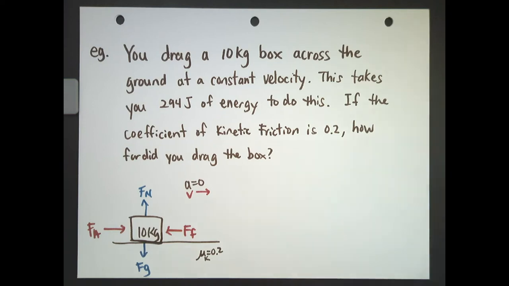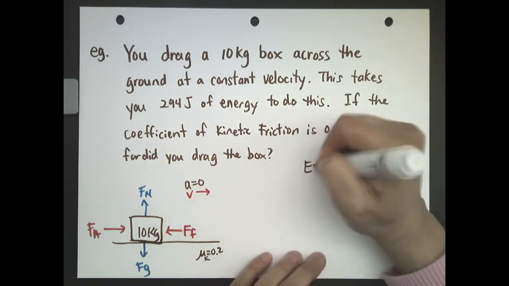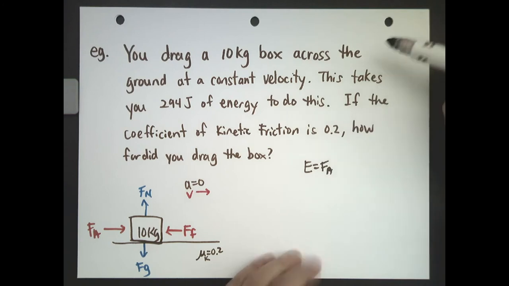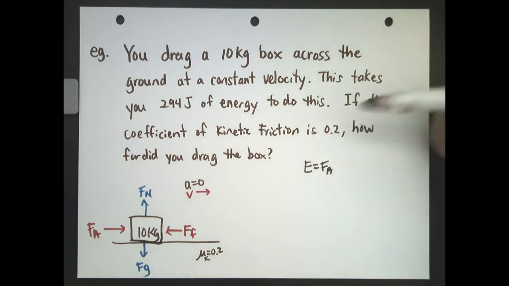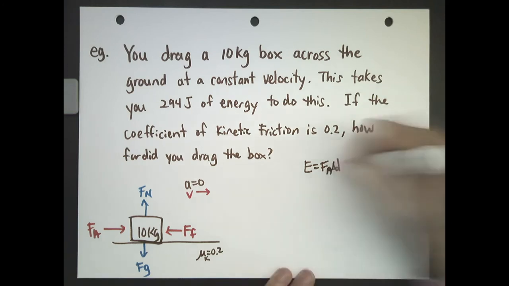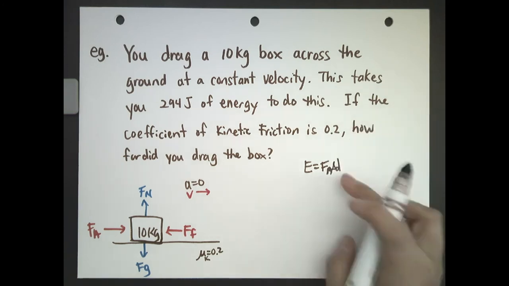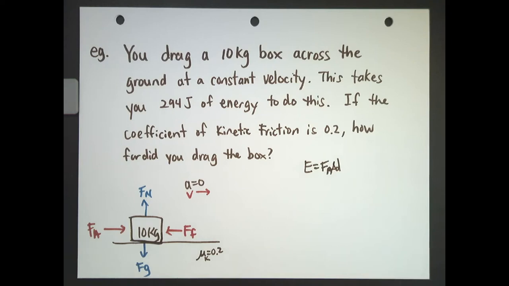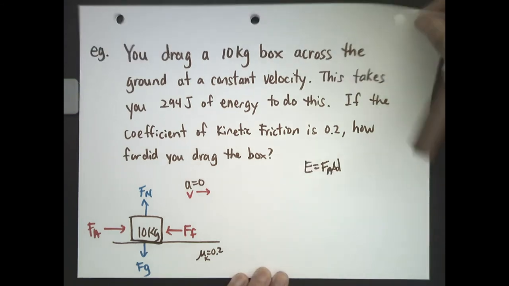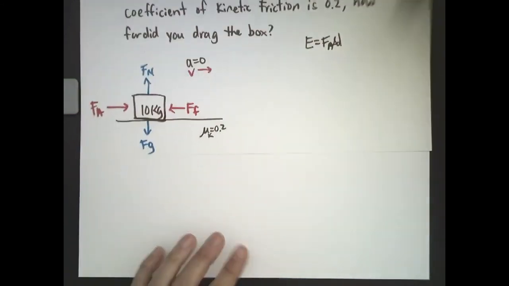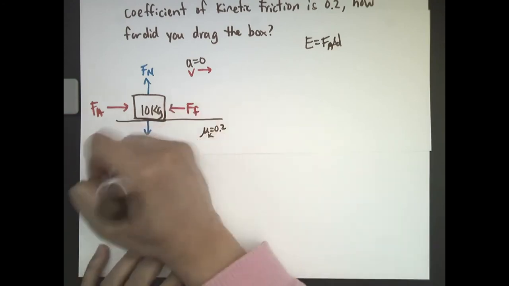Okay, so this is my free body diagram. Let's plug in the formula here. Energy is equal to the applied force times the displacement, because we want to know how far we drag the box, and that's all we really have. Do we know what the applied force is? Well, this is where you need to go back to your F-net equations. So let's do that.